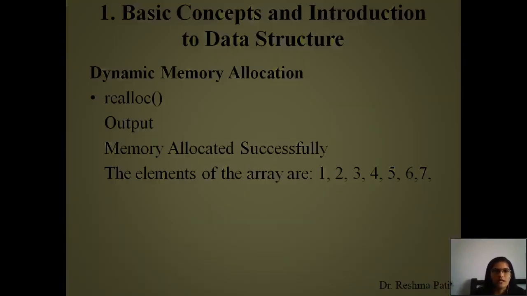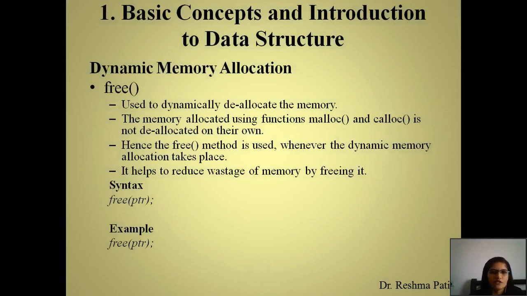Last function of dynamic memory allocation is free. It is used to dynamically deallocate the memory which is allocated by the malloc and calloc functions. The memory allocated using malloc and calloc is not deallocated on its own. That's why we need to use the free method whenever dynamic memory allocation takes place. It helps to reduce wastage of memory by freeing it. Syntax: free, in brackets, here we have to pass the pointer variable which we have used for malloc and calloc.